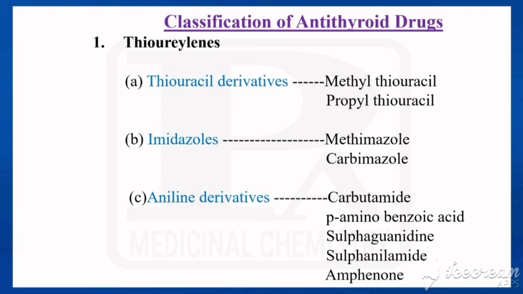There would be 4 types. First one is thiouracils, and that is classified into 3 types. One is thiouracil derivatives, second one imidazoles, third one aniline derivatives. The thiouracil derivatives, examples are methyl thiouracil, propyl thiouracil. For imidazoles, the examples are methimazole and carbimazole. For aniline derivatives, examples are carbutamide, para-aminobenzoic acid, sulfaguanidine, sulfanilamide and amphenone. So these are all coming under thiouracils.